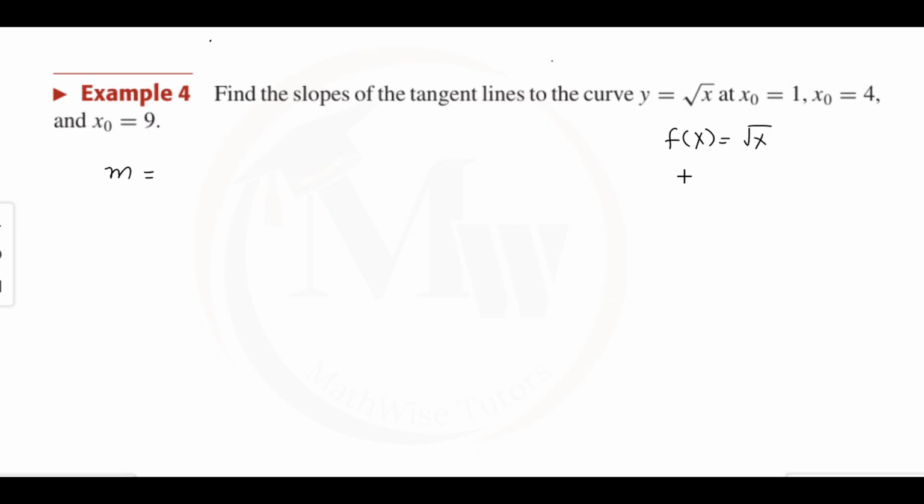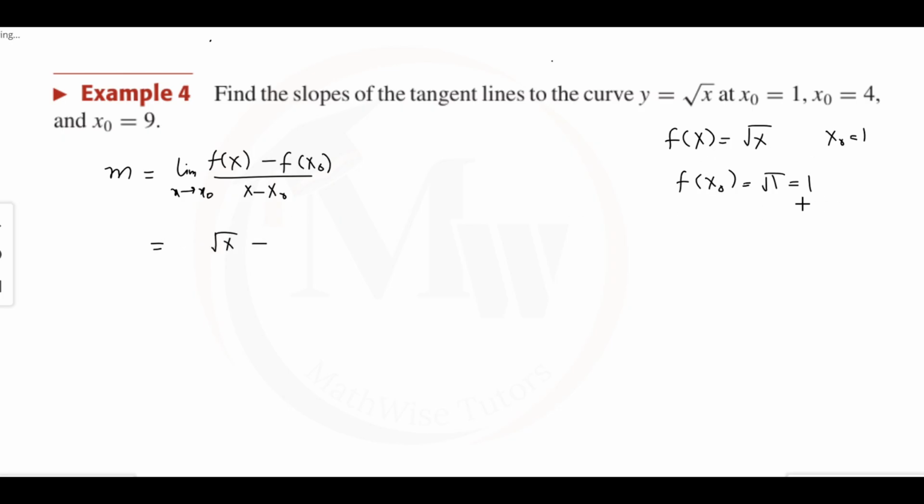F of x is square root of x. So f of x naught, if we use x naught equal to 1, will be square root of 1, which is 1. So we have these things. The limit as x approaches x naught of f of x minus f of x naught over x minus x naught. So plugging in the values, f of x is square root of x minus f of x naught is 1, divided by x minus 1, with the limit x approaches 1, because x naught is 1. Now we need to simplify. If you plug 1 into the numerator and denominator, it will give you 0 by 0 form.